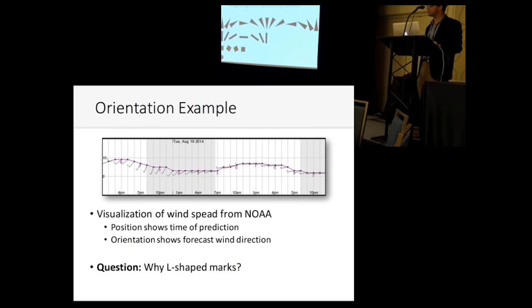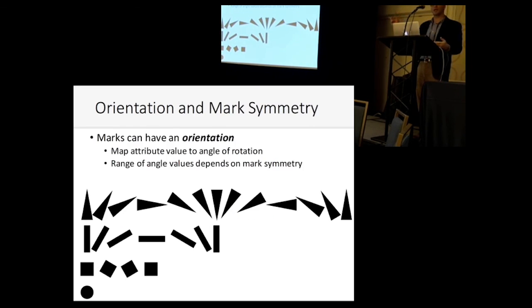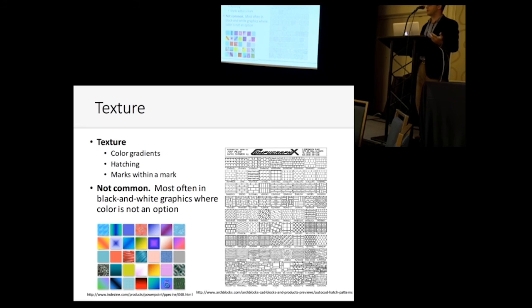So we have to pay attention to symmetry. If you have something like a triangle or an L, you can rotate all the way around. And as you have more and more symmetric shapes, you lose your ability to encode something by rotation. The next visual variable is texture, and this is rarely used. It is used a lot in black and white printing where you don't have color, but it's hard for us to interpret this. I want to mention it for completeness, but in general, this is rarely used.